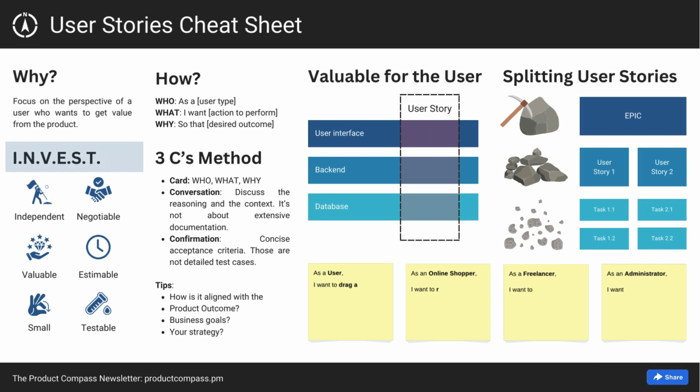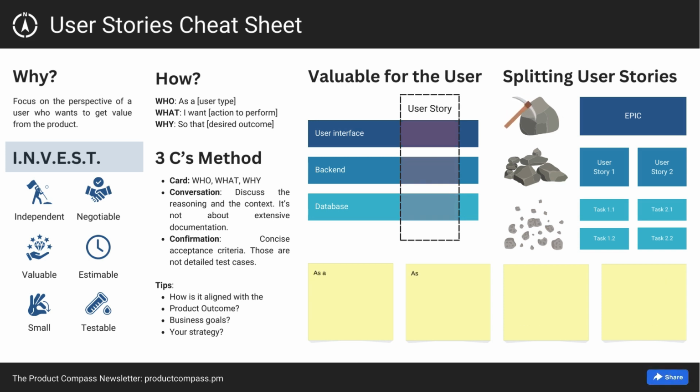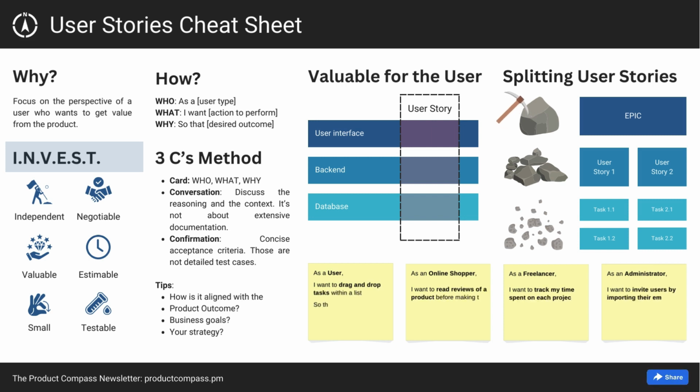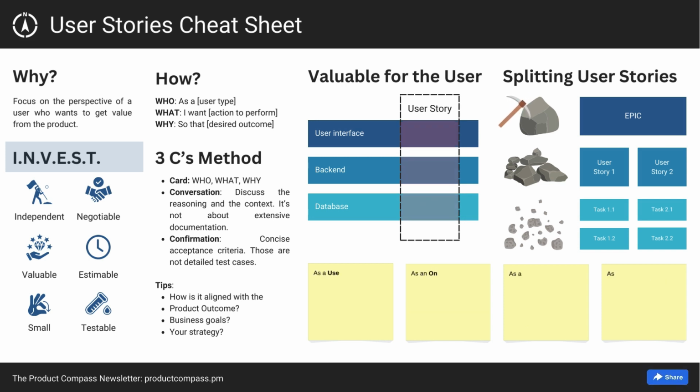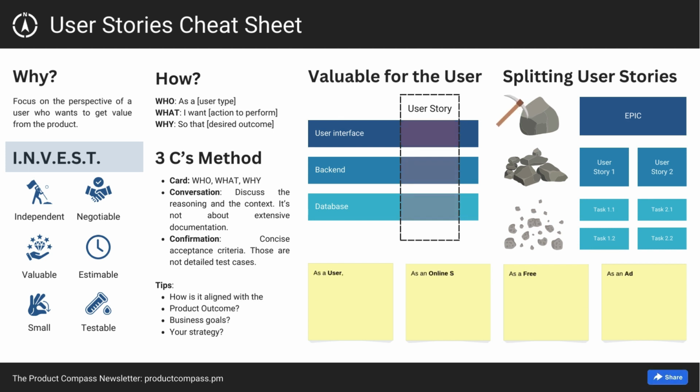The second approach to write effective user stories is using the INVEST method. INVEST is an acronym representing the essential qualities of well-written user stories. Independent: each user story should be self-contained and not depend on other stories. Negotiable: the details of the user story can be discussed and negotiated with the team and the stakeholders. Valuable: the user story delivers value to the end user.